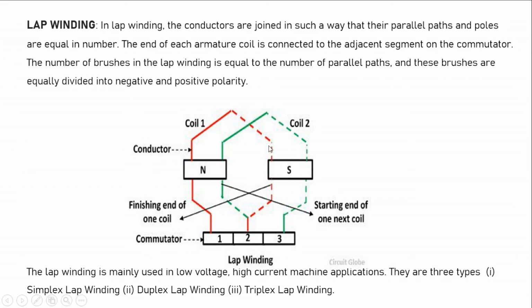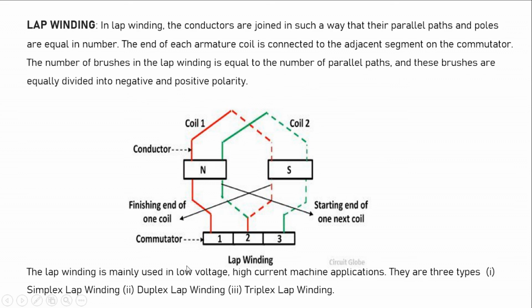So this is one armature coil, and this is the commutator. This is another armature coil. We can observe in the diagram that the other end of the armature coil is connected to the adjacent commutator segment. It started here at commutator segment number 1, went like this, and the other end of the coil is connected to the second commutator segment. Once again, the second coil starts at the second commutator segment and ends at the third commutator segment.